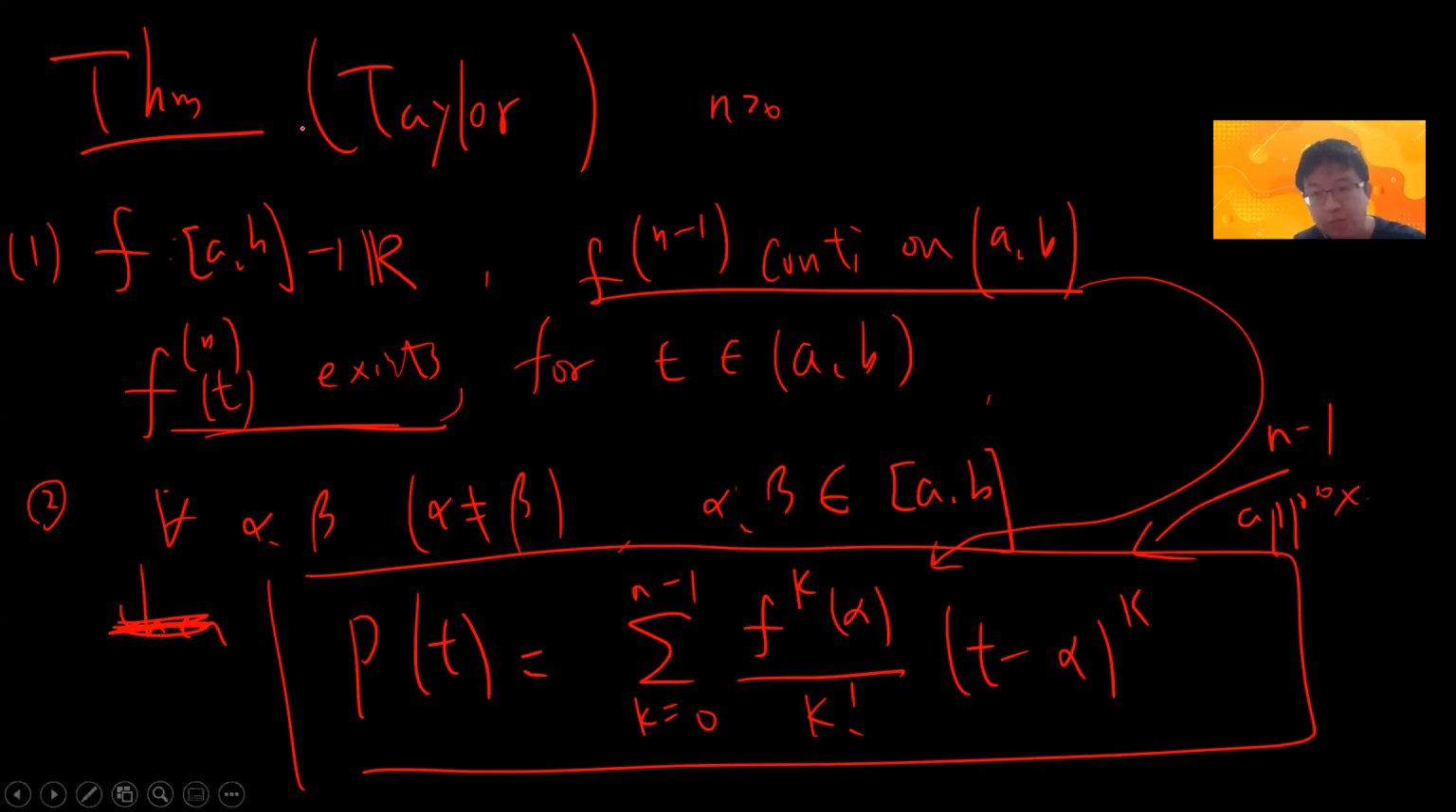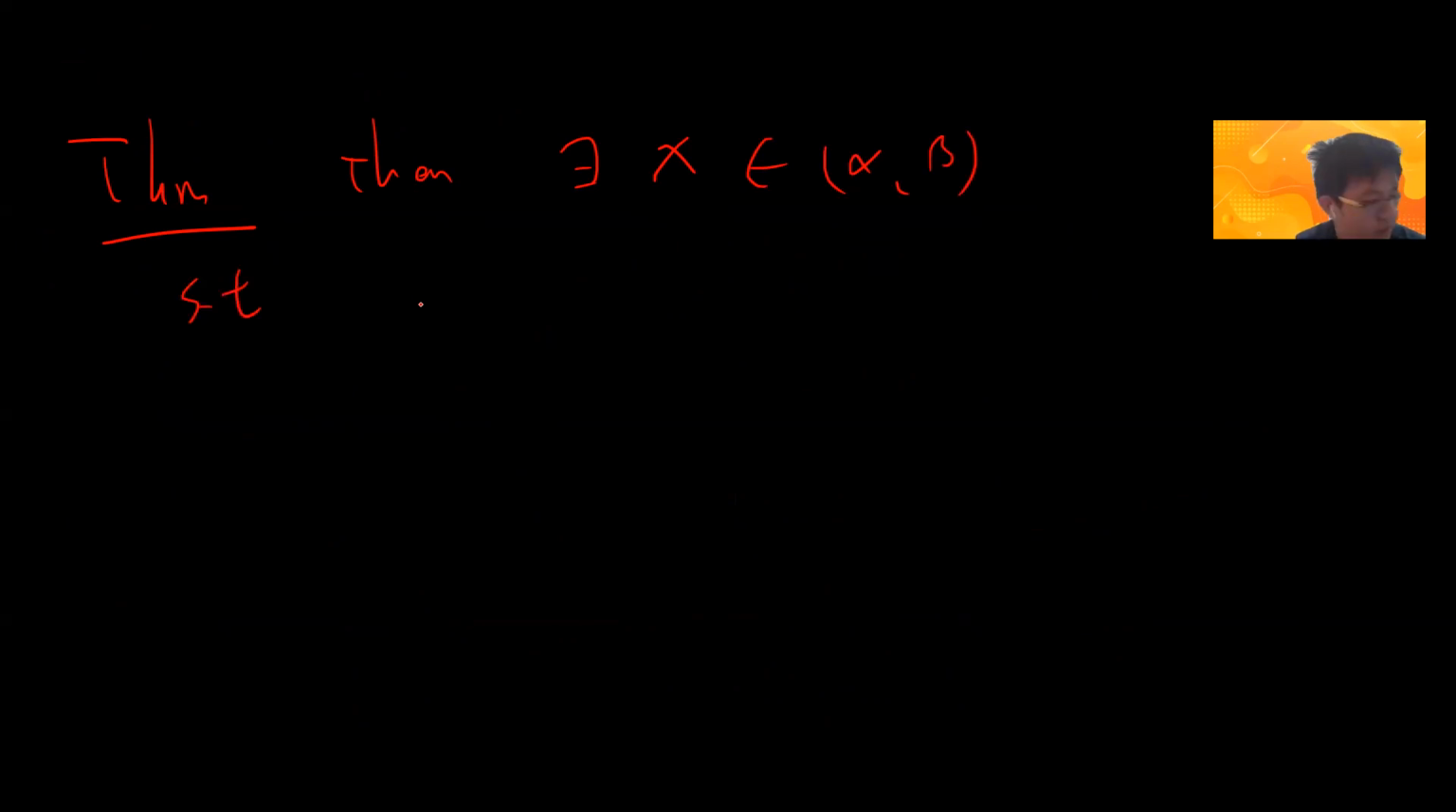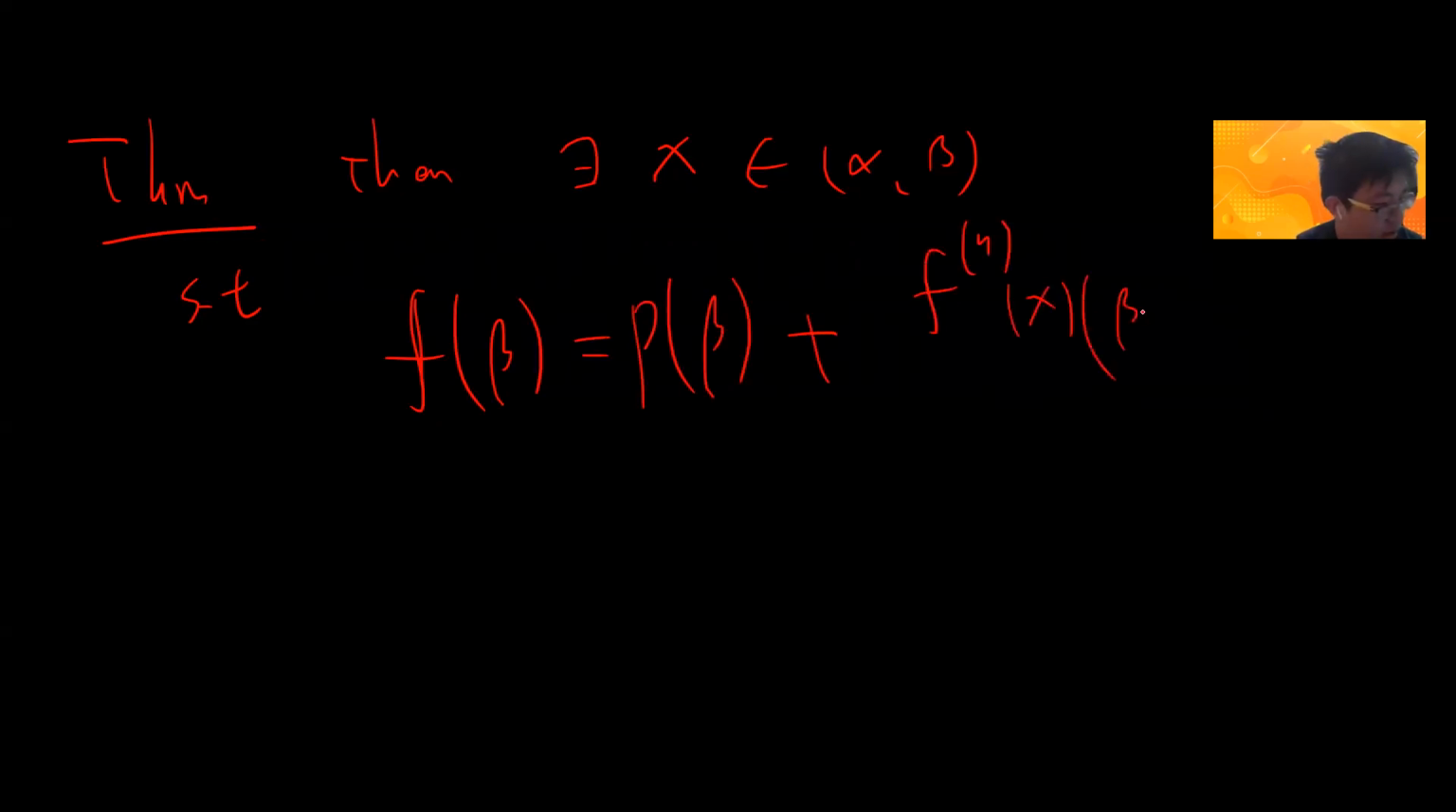So we need to prove something. We need to prove that their difference is bounded by the nth derivative. Remember, this is the n minus 1 Taylor expansion. So the theorem: if the previous conditions hold, then there exists x belonging to between alpha and beta such that f of beta equals P of beta plus f to the n of x times beta minus alpha to the n, divided by n factorial. That means the difference between f and its Taylor expansion is controlled by the nth derivative.